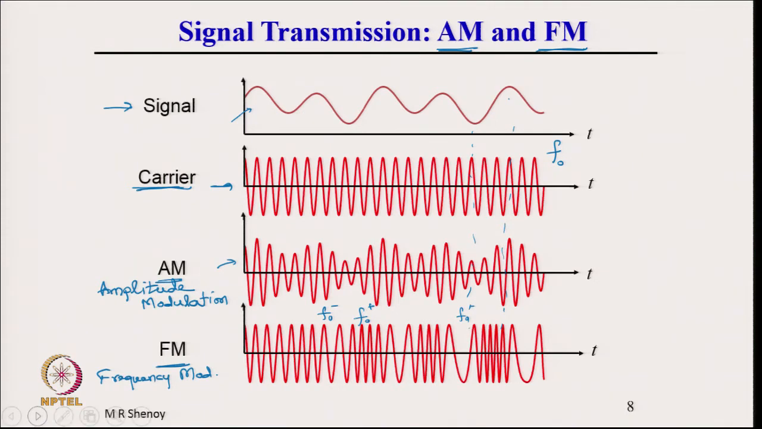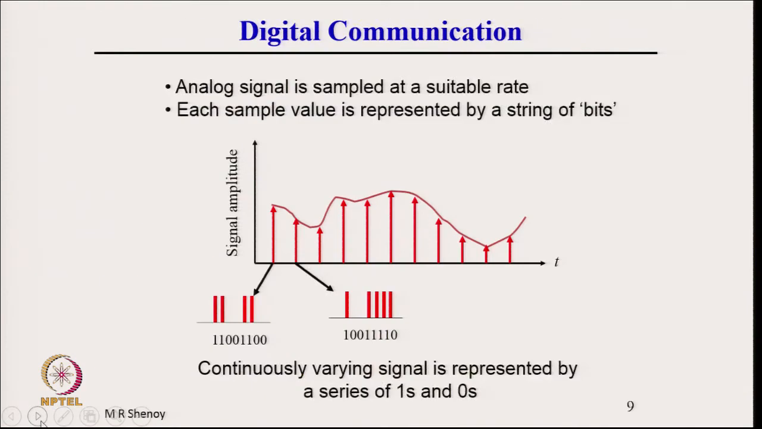These are the classical modulation techniques used for signal transmission. But today almost all transmissions are digital transmissions. So, in digital communication an analog signal is sampled at a suitable rate and each sample value is represented by a string of bits. Bit stands for binary digits, ones and zeros. So, what is shown here is the analog signal which is sampled, its value is sampled.